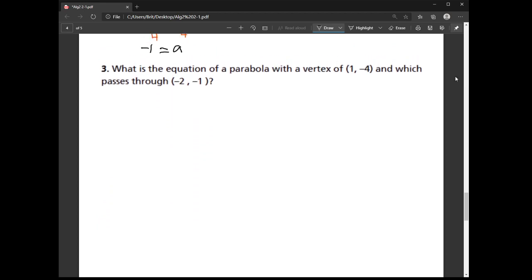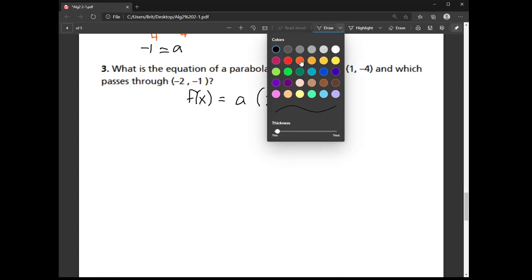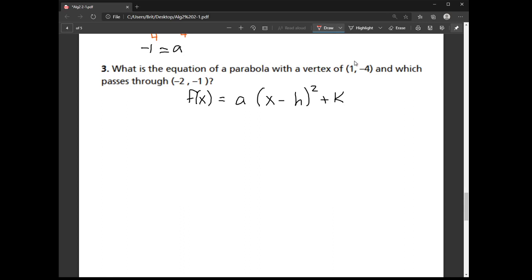All right. So here we are. We have f of x equals a times x minus h squared plus k. All right. Now they give us a vertex. Okay. Here's our h and our k value right here at (1, -4). So I'm going to erase h. And I'm going to write the number 1. Now I'm going to erase the plus k and write the minus 4.